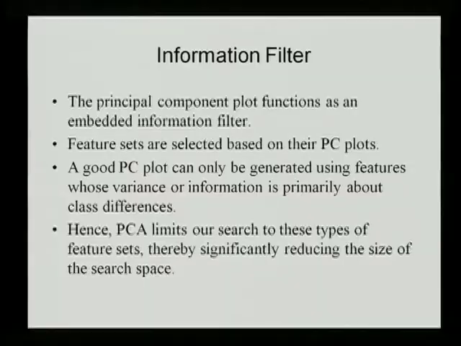In the context of the genetic algorithm, the principal component plot that we're using as our fitness function is actually serving as an embedded information filter. Feature sets are selected based on their PC plots, and a good PC plot can only be generated using features whose variance or information is principally about class difference. So this is going to help limit our search and help cull down the number of possibilities, help the GA to identify those regions in the solution space that contain the information that we seek.